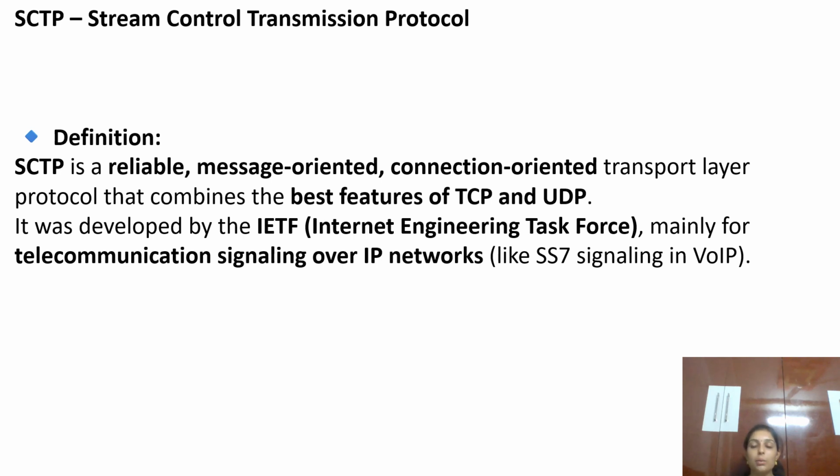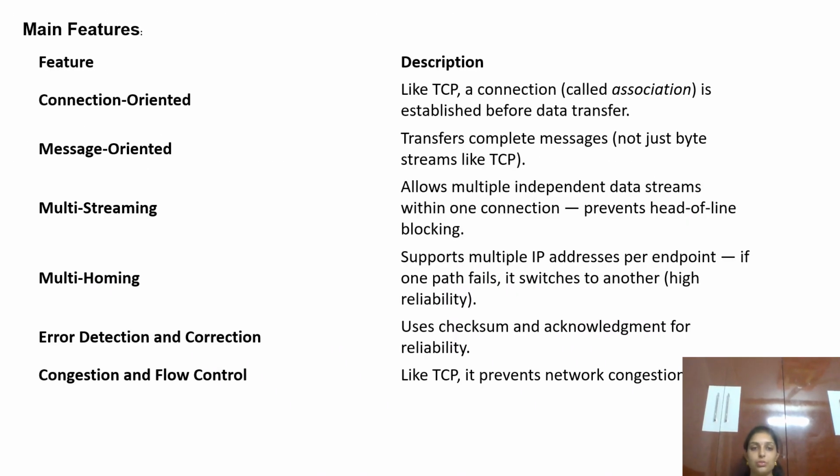Mainly it is used for telecommunication signaling over IP networks. This is the main area where we use SCTP. Next, we will see the main features. As I said in the previous slide, it is connection-oriented and message-oriented. We will see what each means. Connection-oriented: like TCP, a connection is established before data transfer. Here also it is the same. Next is message-oriented: it transfers the complete message, so it transfers data fully without leaving anything.